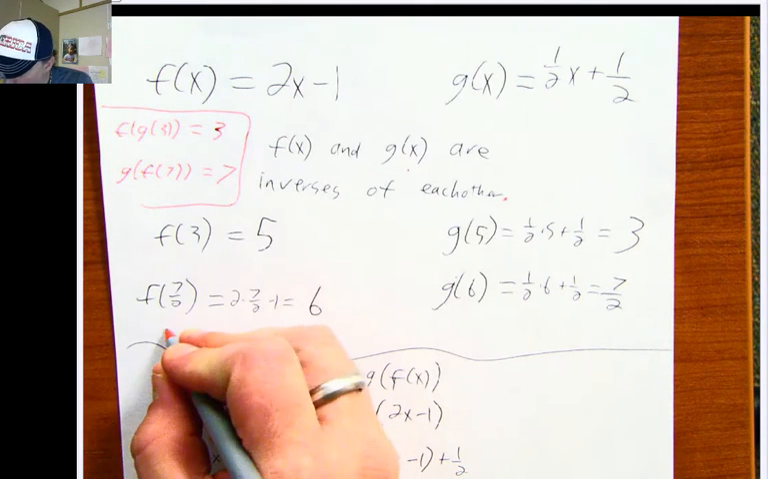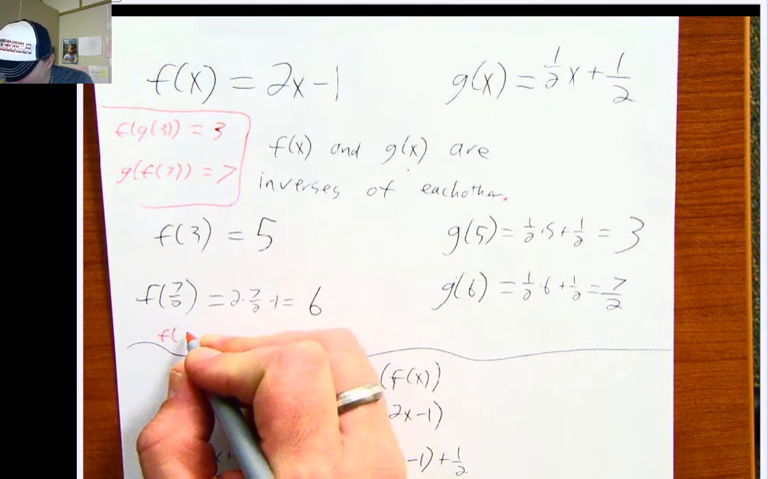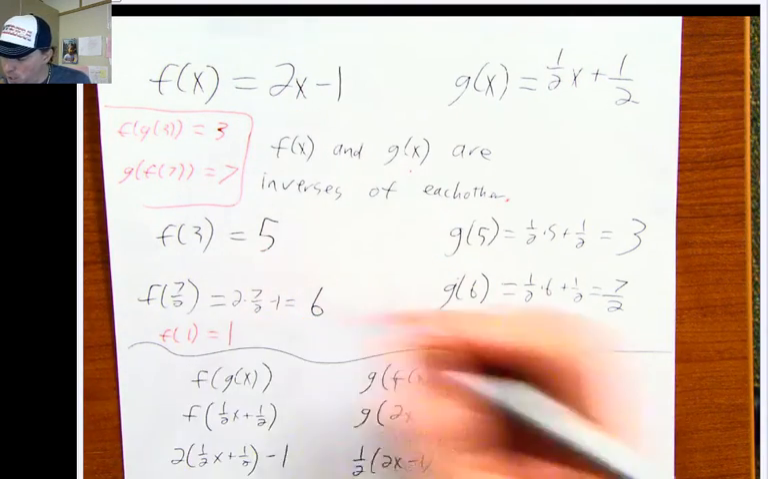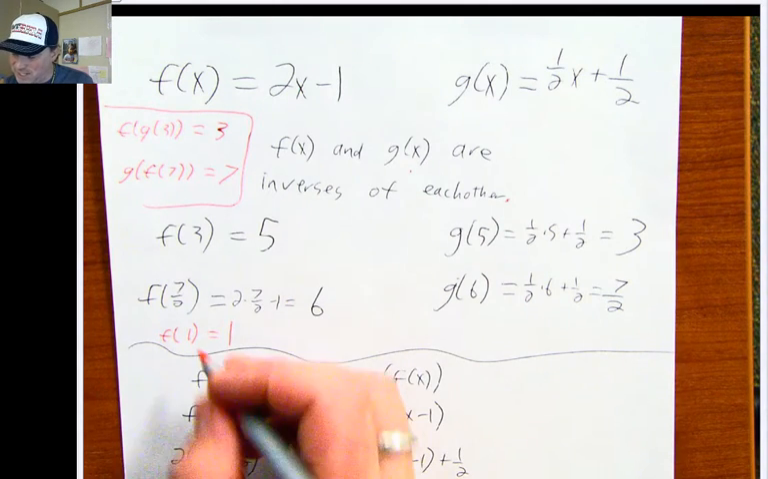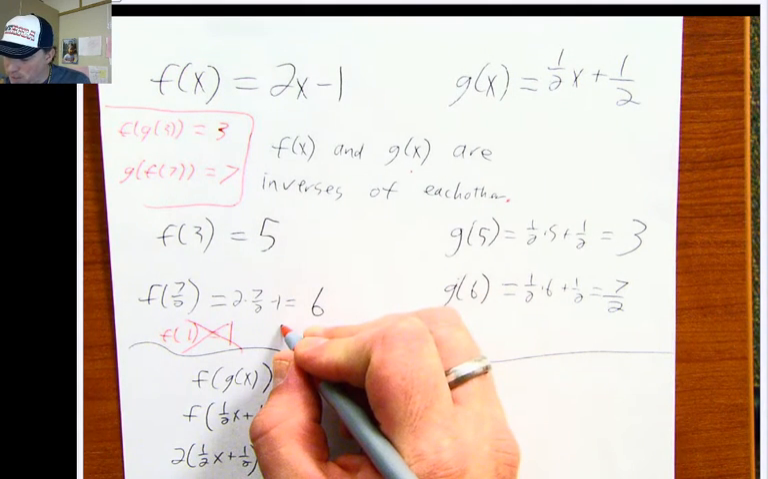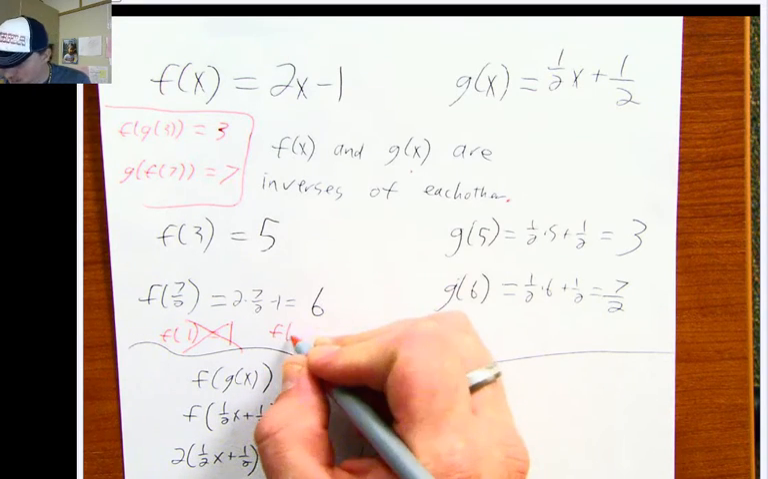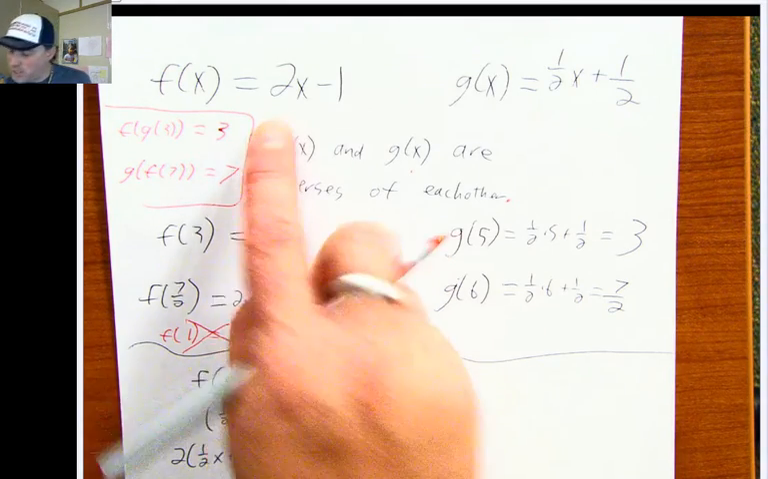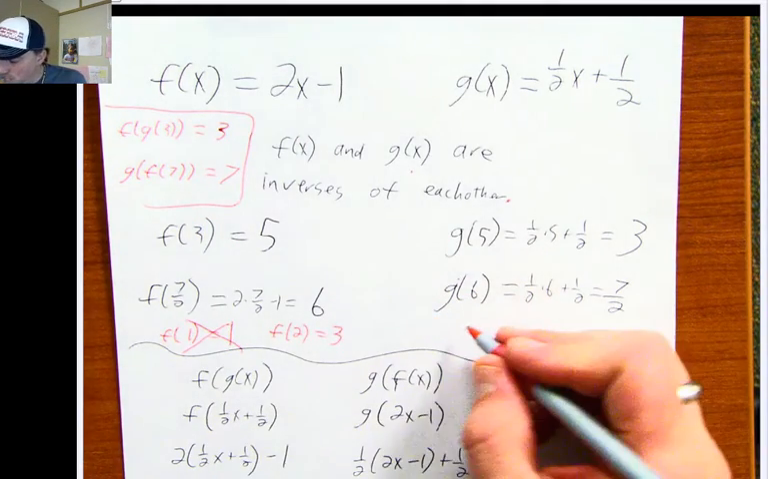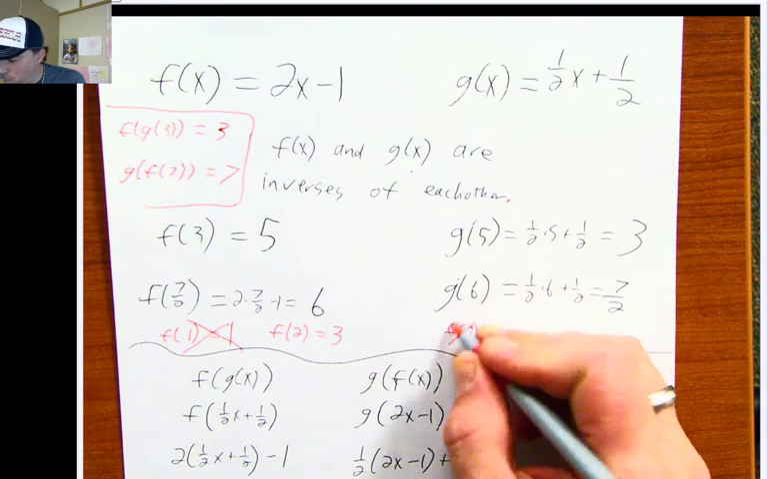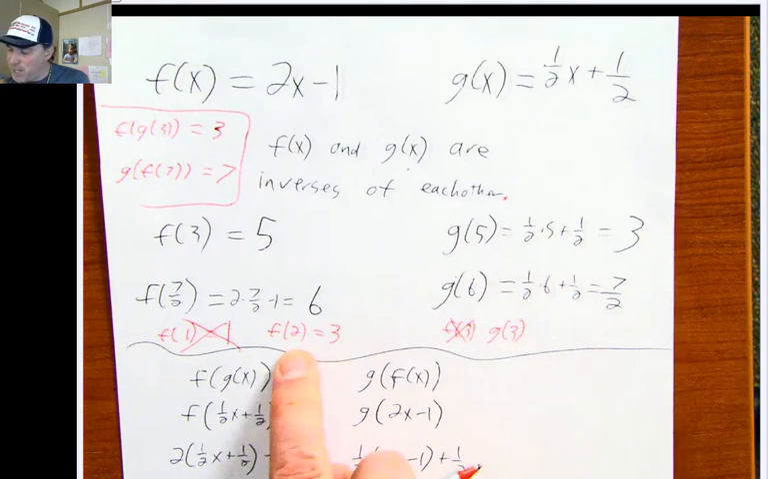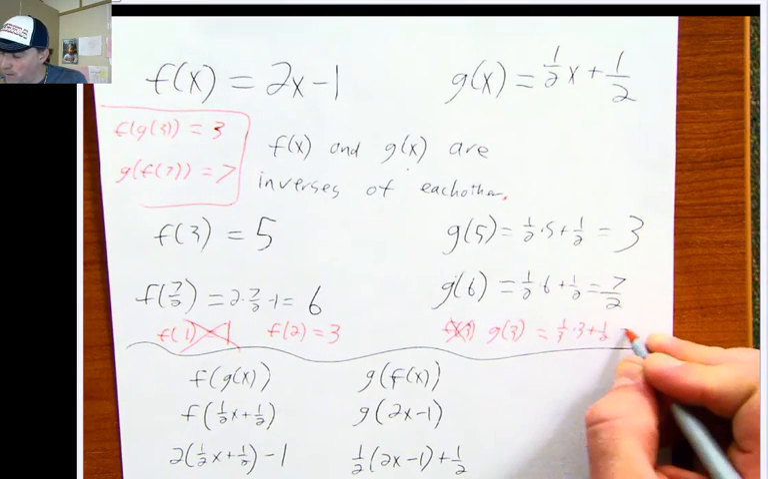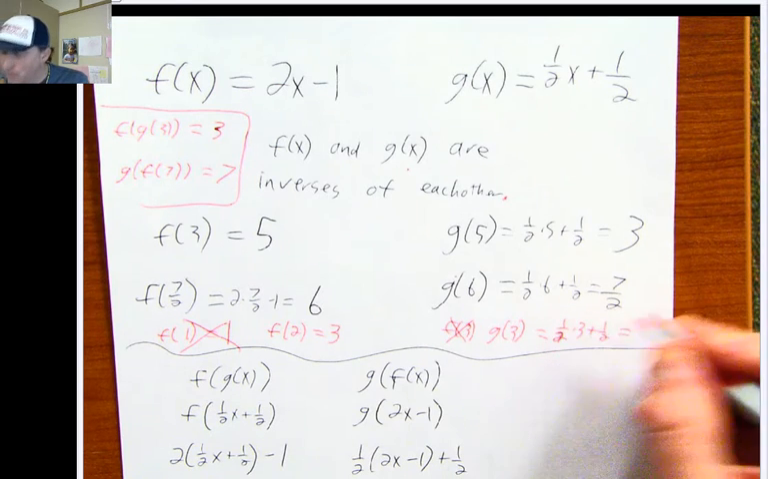Let's try out one more number. Let's try f of 1. f of 1 is 2 times 1, which is 2, minus 1, which is 1. That's kind of a silly example, I just got the same number. Let's do f of 2. 2 times 2 is 4, minus 1 is 3, that means that g of 3 must be equal to 2, and if you work it out, I have 1/2 times 3 plus 1/2.